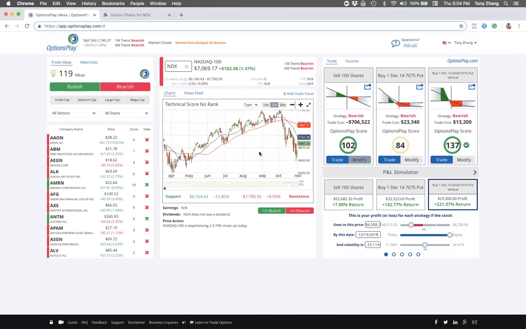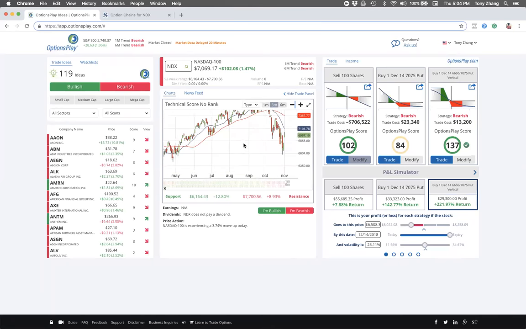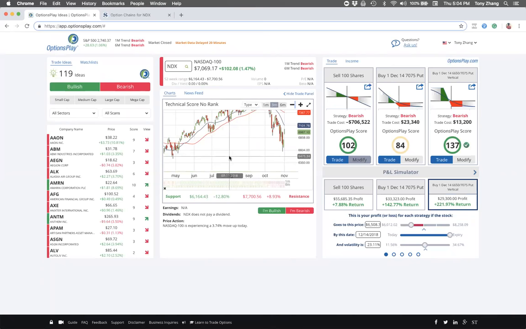So we talked about breakdowns or moves lower tend to happen faster. So we can look at historically where the index has been to give us an idea, not only a sense of direction, but also magnitude. So where can this index head to? 6,600, 6,500, 6,400? I think these are fairly conservative targets of the downside if you're bearish on this.